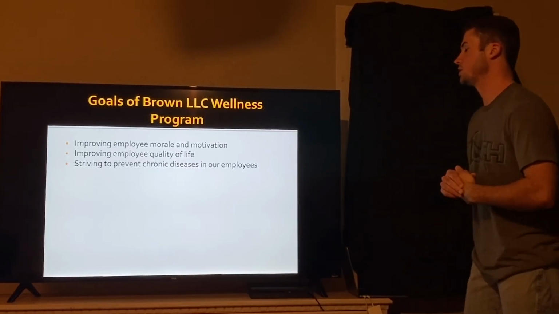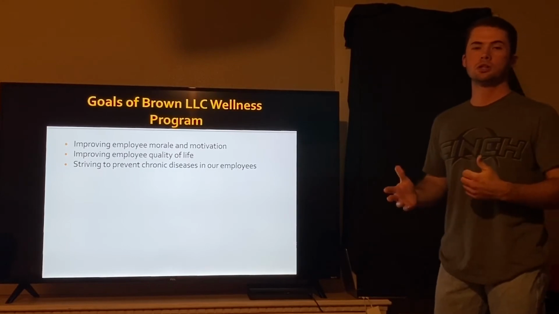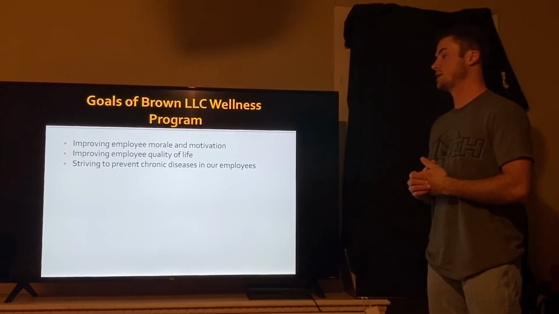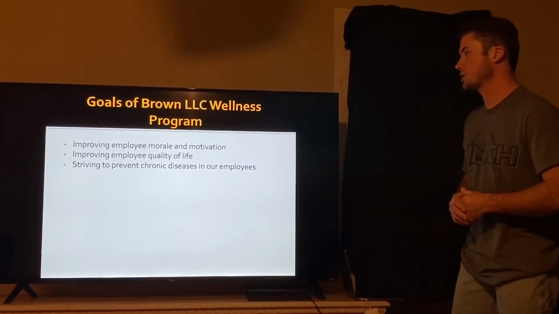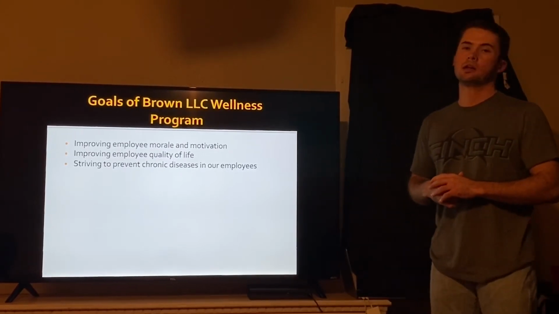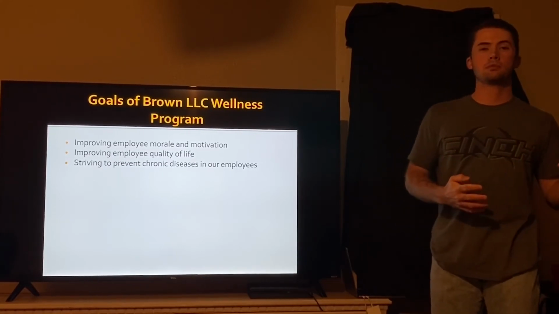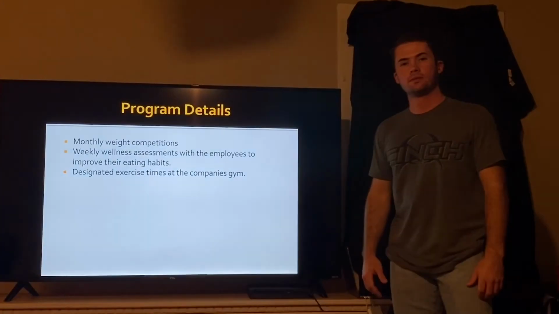Improving employee quality of life. Of course, we want our employees to be working for us long term. And that goes right hand in hand with striving to prevent chronic diseases. If our employees are getting chronic diseases because their health is not good, that doesn't do us as a company any good. That doesn't do them as individuals any good, because they're not making money.